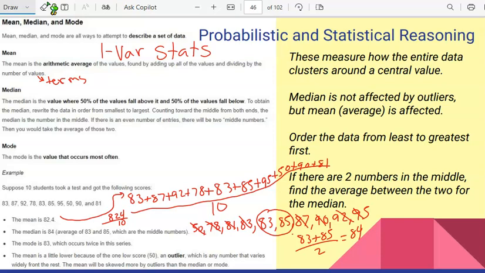It's possible to get more than one mode. The mean is a little lower because of the one low score, 50, an outlier, which is a number that varies widely from the rest. The mean will be skewed more by outliers than the median or the mode.